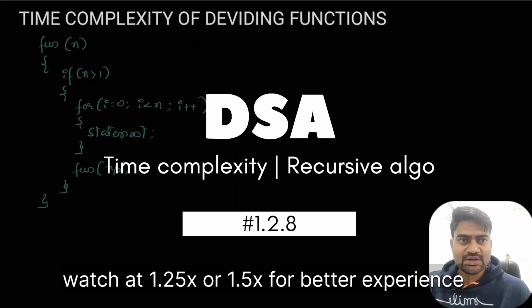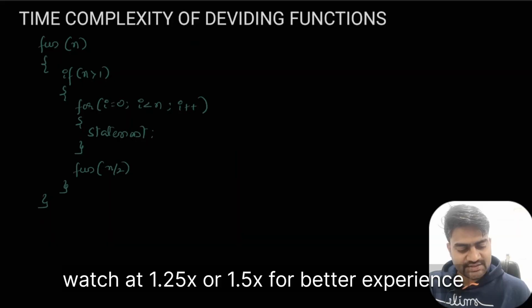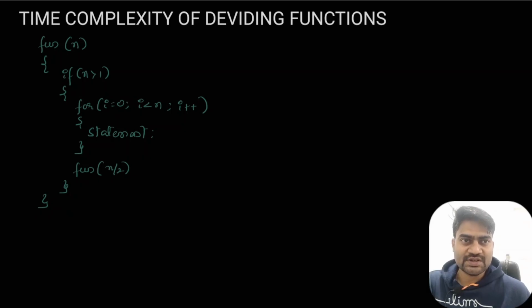So how to compute the time complexity of dividing functions. What exactly is a dividing function? Let's try to understand that first. What is happening with respect to dividing functions? The function will initially be called for n number of inputs. Then it does something and divides the n inputs into half, maybe n by 2.